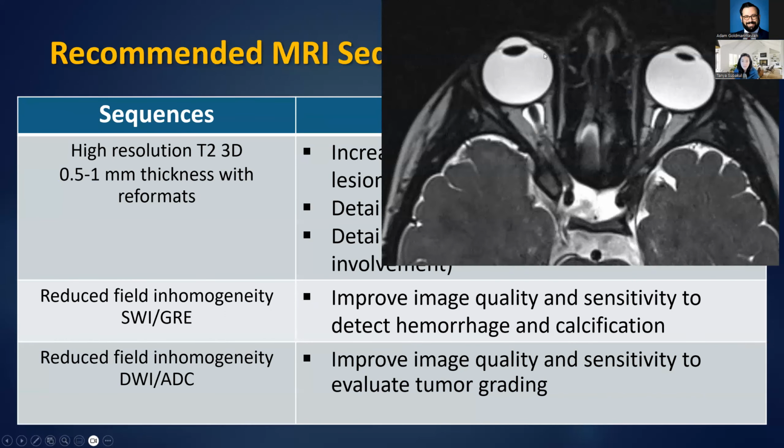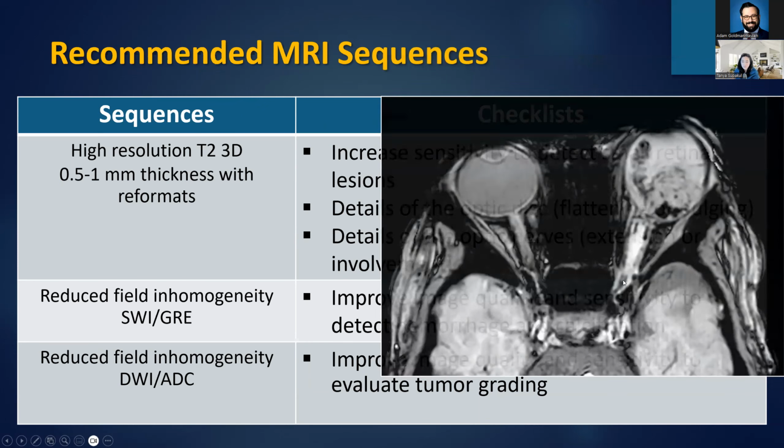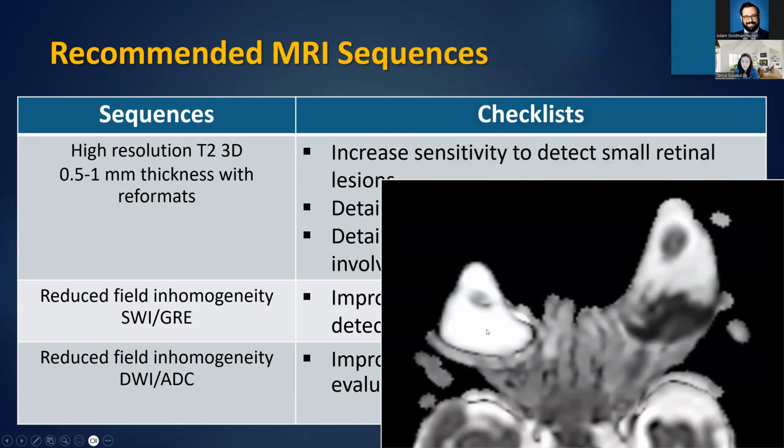So this is the image that I show you for the high resolution T2 3D, where you can see the detail of the globe very well. You can see the detail of the optic disc, optic nerve, and also the optic nerve sheath. On the SWI, you can see the calcification and also hemorrhage extension of the optic nerve. And on the DWI image, you can see restricted diffusion of the lesions in the posterior globe.